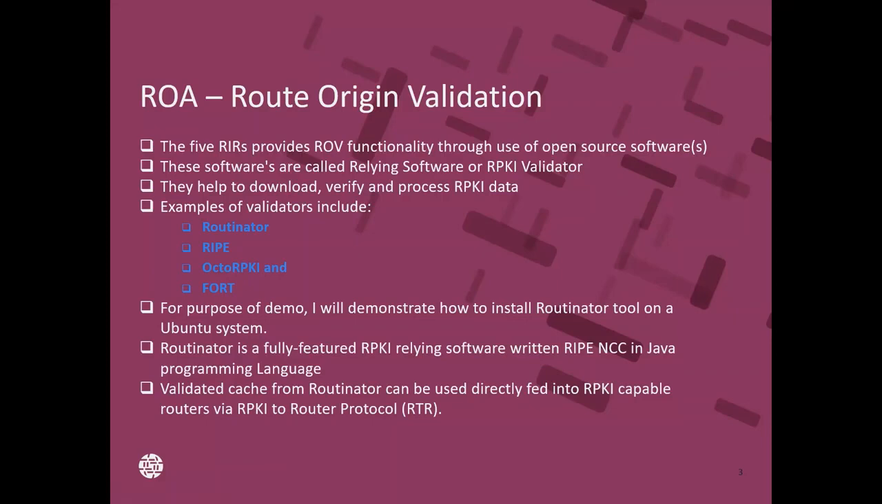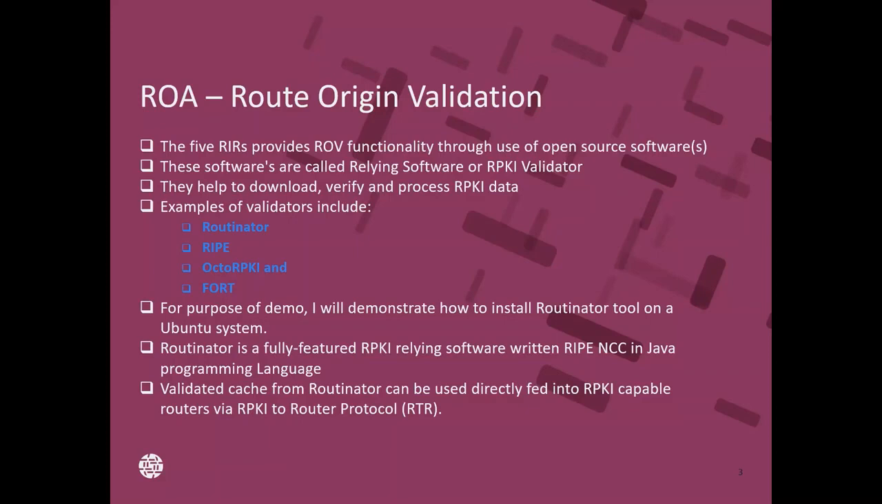What is route origin validation? We have 5 RIRs, which provide route origin validation functionality through the use of open source software. This software is called relying software or RPKI Validator. It normally helps to download, verify, and process RPKI data. Some of the examples are Routinator, RIPE, Octo RPKI, and Fort. For the purpose of my demonstration, I'll show how to install the Routinator tool on an Ubuntu system.